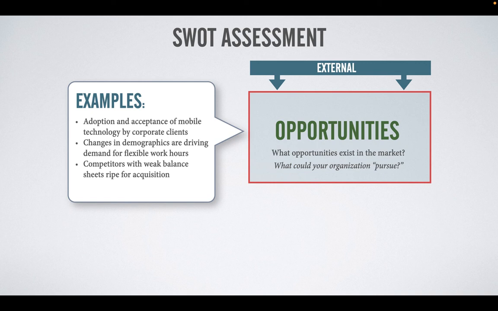The most common mistake I see is when somebody will put an opportunity to improve training for the sales team. Well, that's something that's internal. It's actually a weakness. Our sales team needs more training. So make sure that you're looking at the organization from the outside.